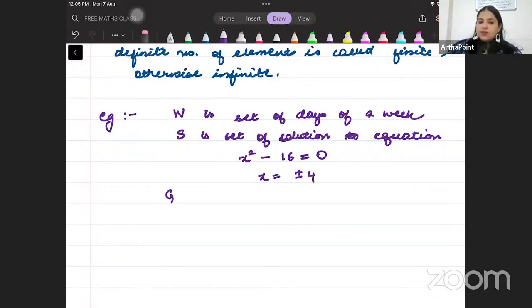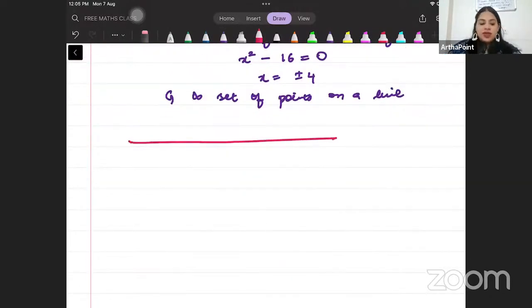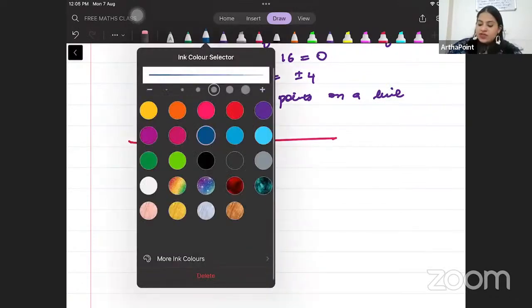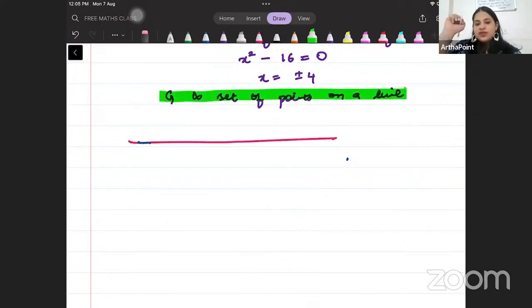But let's say that G is a set of points on a line. But now I don't know how many points there are on this line. Can I count it? I cannot. I have this also as a point, this also as a point. So I cannot count the number of points on the line. So beta, that is an infinite set. I hope the difference between finite and infinite set is clear to you. Clear ho gaya beta? Okay.